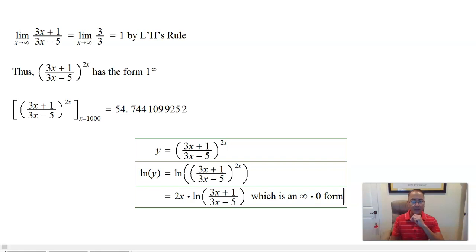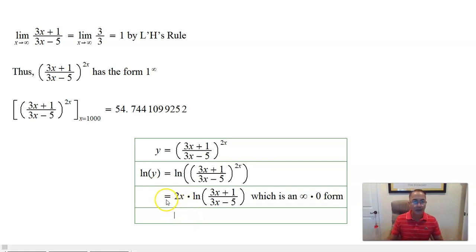Let's recall: if you have an indeterminate product form, you have to flip one of the factors to the denominator. We have two choices: either flip x or flip ln of (3x plus 1) over (3x minus 5). I would not flip the ln factor. That would be a very bad choice. x simply becomes 1 over x if you flip it to the denominator.